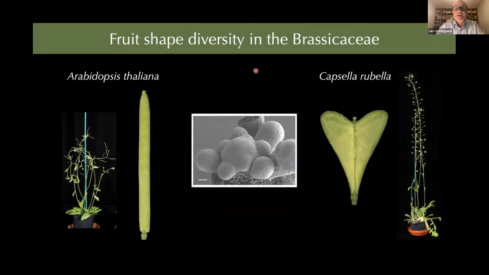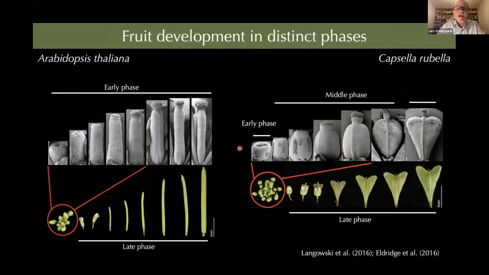And despite the fact that they have such different fruit shapes, the origin of where the fruit comes from within the center of the flower looks almost identical. In fact, it's not possible to distinguish whether this particular floral meristem originates from Arabidopsis or from Capsella. But as they grow from this meristem, they produce very different forms. In Arabidopsis, if we look at the stages throughout development, from the very early gynoecium to the mature fruit, we can see that it pretty much develops as a cylinder.